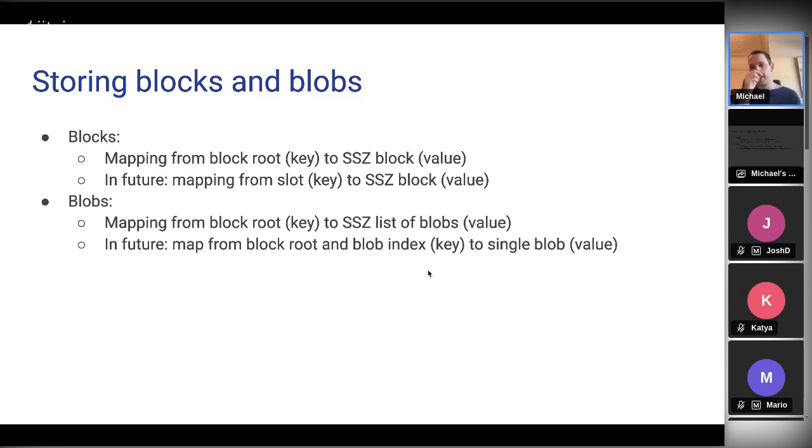But with PeerDAS, when we have data columns, because they're encoded in a way that uses a redundancy coding, I don't think they will compress very well. So I'm not sure. Do you have any ideas for blobs?